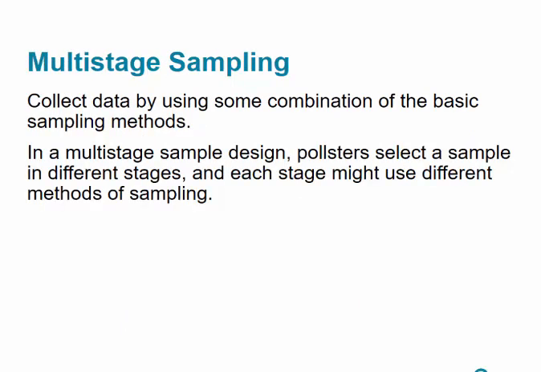The other one is multi-stage sampling. So we collect data by using some combination of the basic sampling methods. In a multi-stage sample design, pollsters select a sample in different stages, and then each stage might use a different method of sampling.